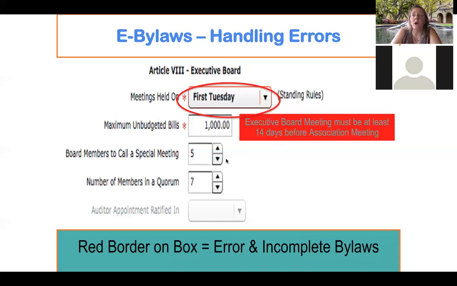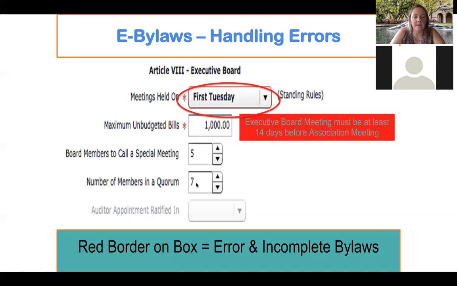You can make that really low if you want to lower the barrier so that it doesn't take a lot of board members, or you can make that number really high if you want to make sure that they're not just calling meetings all the time. So that's sort of up to you and your membership to decide that.